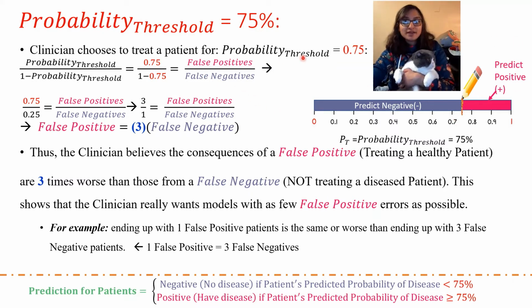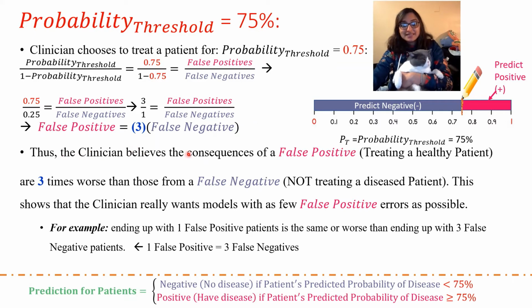But if we had to quantify it, we would plug in the 75% in this formula here. So we would have probability threshold over 1 minus probability threshold, 75% over 1 minus 75% equals false positives over false negatives. And then we simplify this here. 75 over 25 is just equal to 3 over 1 equals false positives over false negatives. And then we just cross multiply, so we get 3 false negatives equals 1 false positive here. So 1 false positive is the same as 3 false negatives.